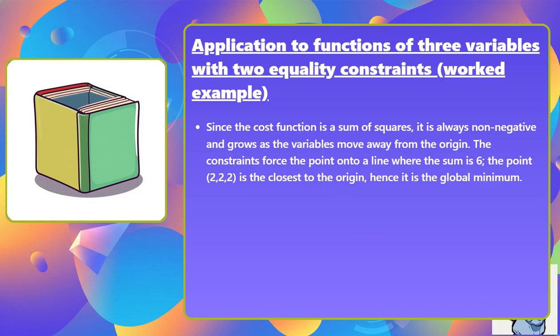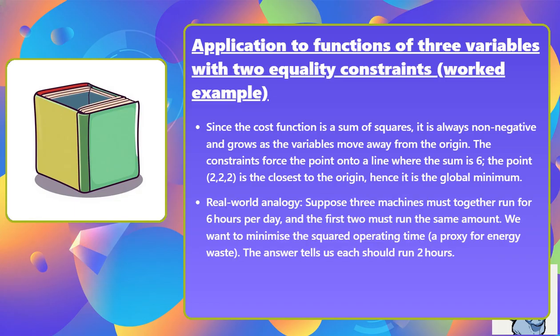Since the cost function is a sum of squares, it is always non-negative and grows as the variables move away from the origin. The constraints force the point onto a line where the sum is 6. The point (2, 2, 2) is the closest to the origin, hence it is the global minimum.